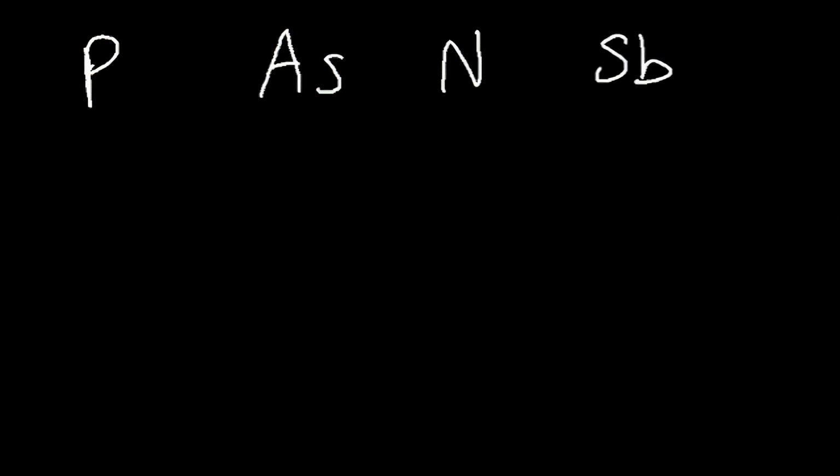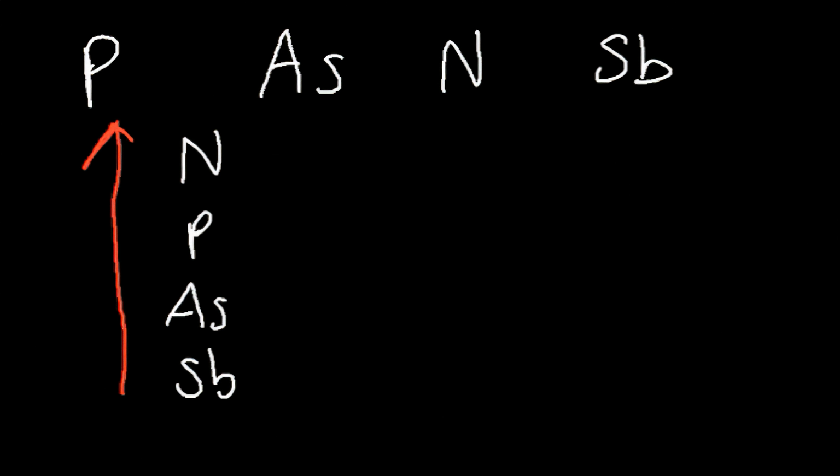Now what about these three? Phosphorus, arsenic, nitrogen, and antimony. Go ahead and rank these elements in order of decrease in first ionization energy. Now these elements are all found in group 5A of the periodic table. So if we place them in order, first we have nitrogen, below that is phosphorus, then arsenic, and then after that antimony. Now the first ionization energy increases as you go up a group within the periodic table.